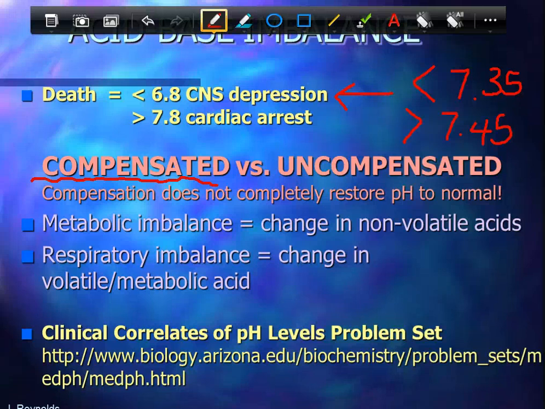The flip side is true also. If your kidneys are the source of the problem, then your breathing will be affected because your lungs are trying to compensate to keep your pH back in balance.